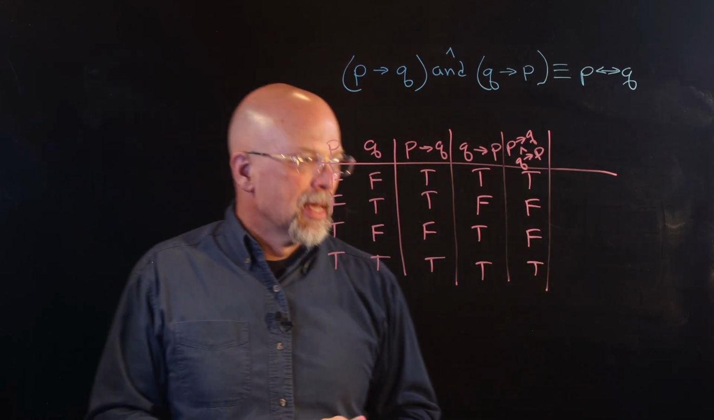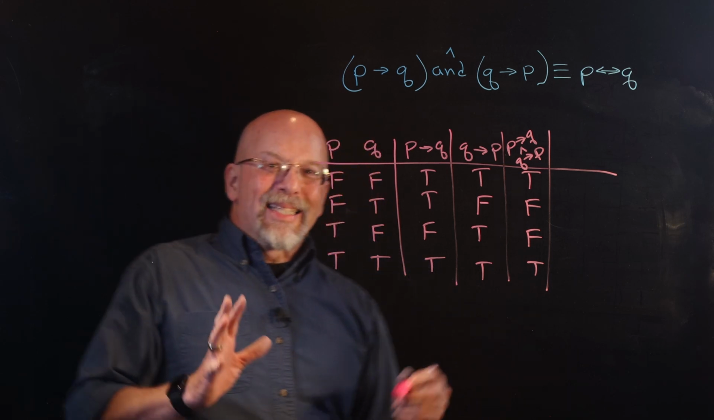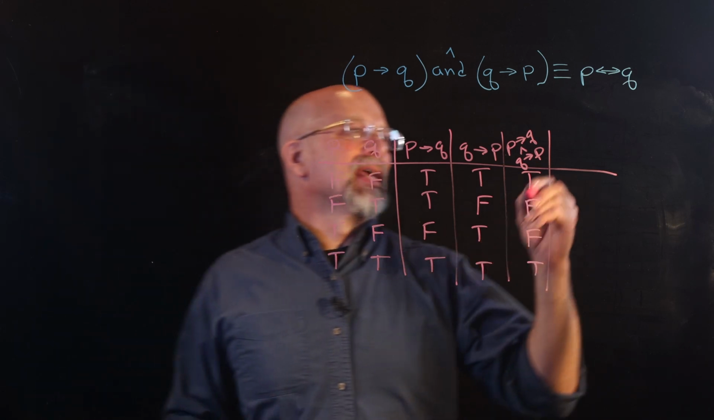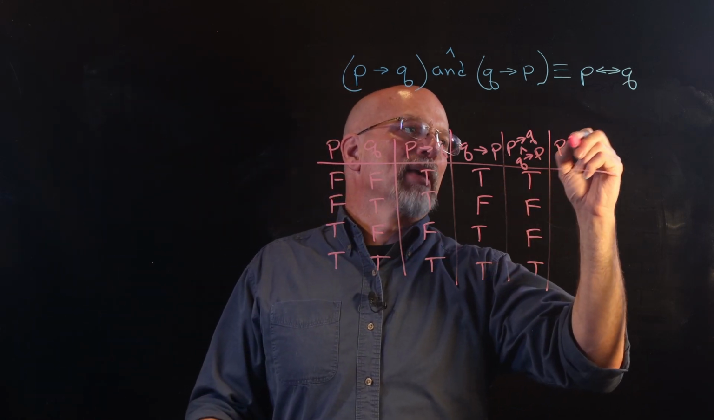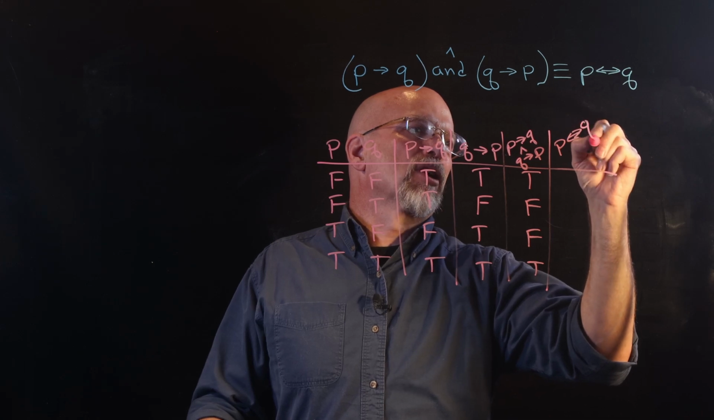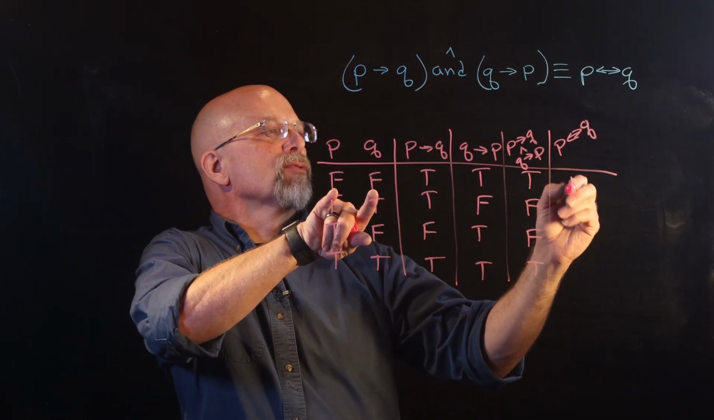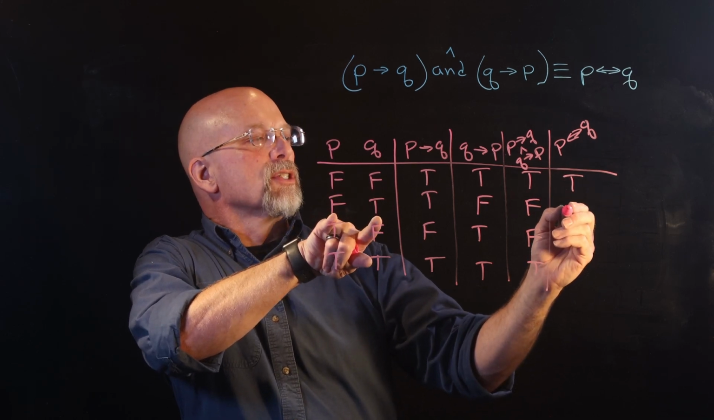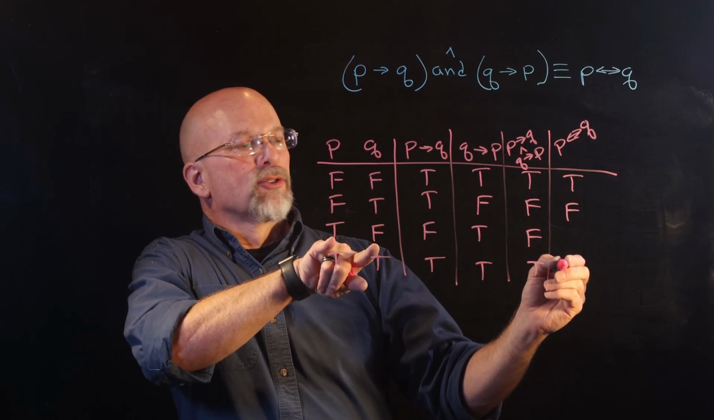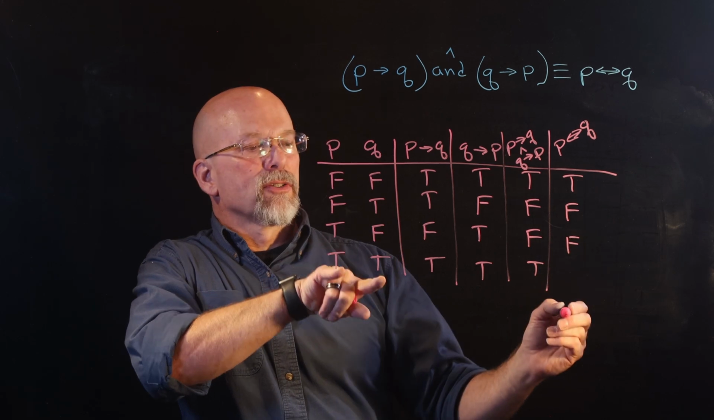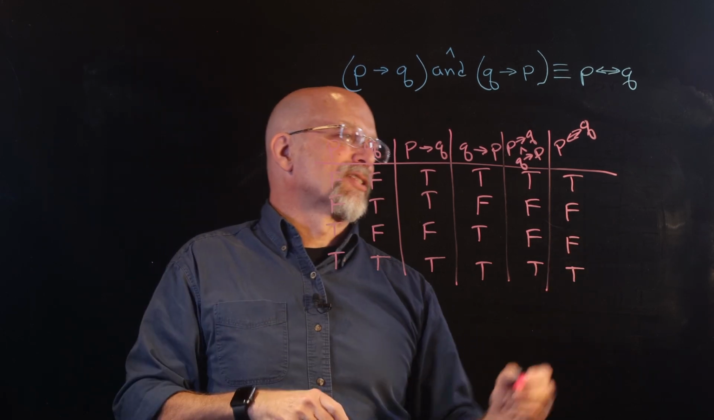All right? Now, what does the truth table for the if and only if look like? P if and only if Q. Remember that that's looking for equality. So false equals false, that's true. False does not equal true, that's false. True does not equal false, that's false. True equals true, that's true.